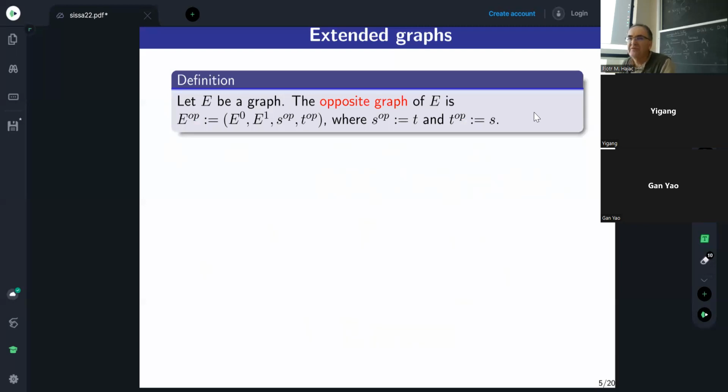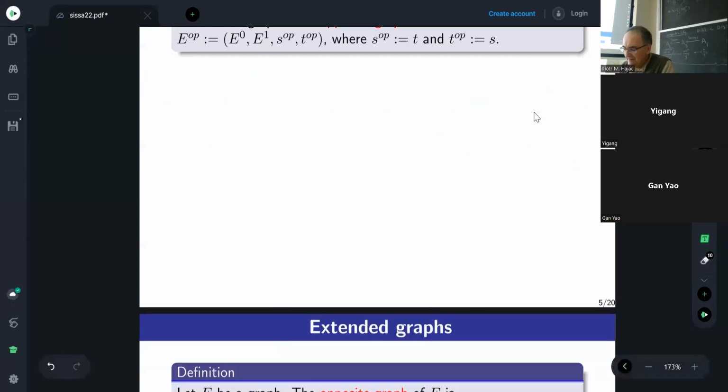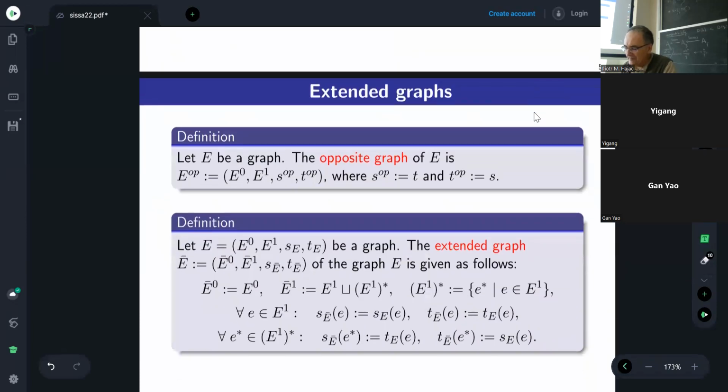There's a concept of the opposite graph, and it's crystal clear. You just reverse the direction of your arrows. You say that the beginning is the end and the end is the beginning. But you do it in order to define the so-called extended graph.